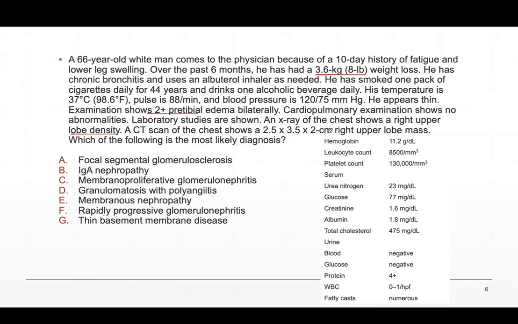This one is a little bit tricky because of the long history, but it should be straightforward. First of all, figure out what disorder the patient has, and then go from there.